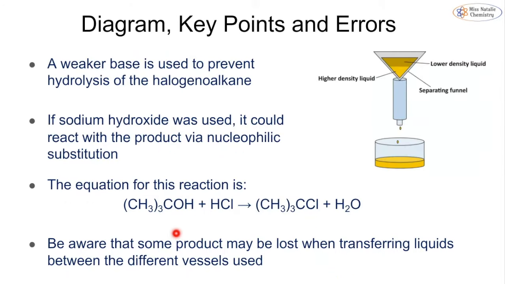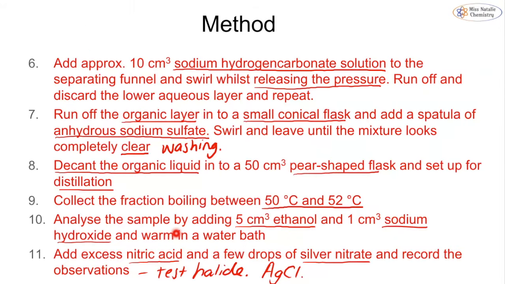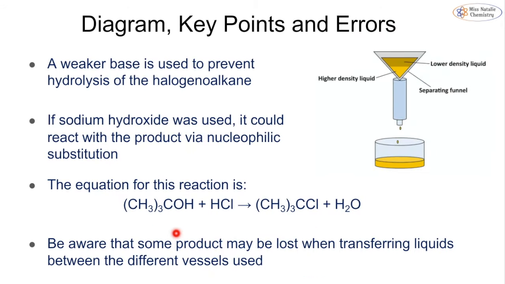So a few key points of how this works. Well, we use a weak base when we react this so that we don't get a hydrolysis of the halogenoalkane. So that's if we go back where sodium hydrogen carbonate is the base that we add. If we were to use sodium hydroxide, we're going to get a reaction happening via nucleophilic substitution, and we don't want that happening. The equation for the reaction, you can see here, we have our 2-methyl tertiary alcohol reacting with the hydrochloric acid to make our tertiary halogenoalkane.